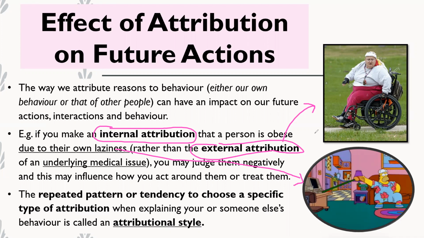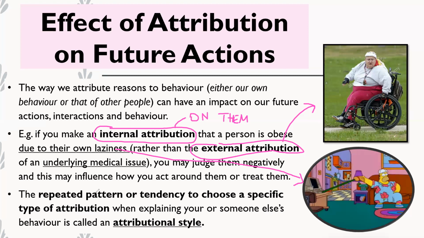If you can understand that a person who's obese is the way that they are because of an underlying medical or health issue, you might not judge them as negatively as if you just thought it was due to their plain old laziness. Okay, and you might be more sympathetic and more helpful towards such a person in public if you were to understand that behavior through an external attribution rather than an internal one. Because remember, when we use internal attributions, not just for this example, but for any example, we put the blame on that person rather than trying to understand the limitations or restrictions or the situations they're working within or trying their best to overcome.